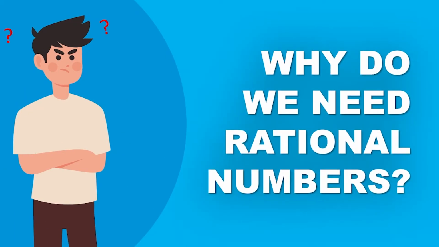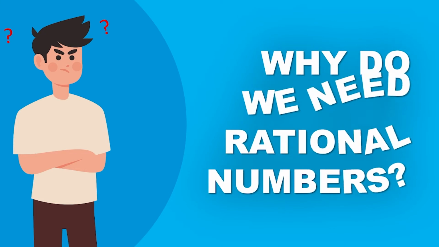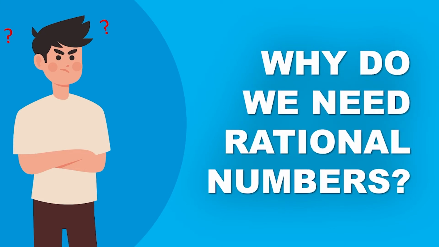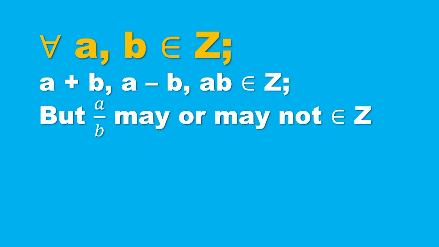So why do we need rational numbers? Okay, we have whole numbers, natural numbers, integers. Why do we need rational numbers? So here we have another new symbol which looks like an upside down capital A. It is basically for all values.